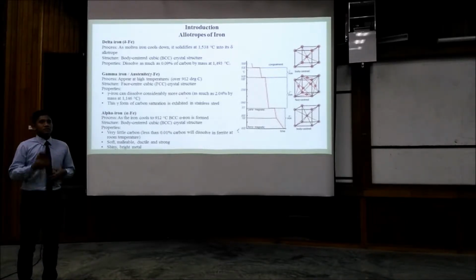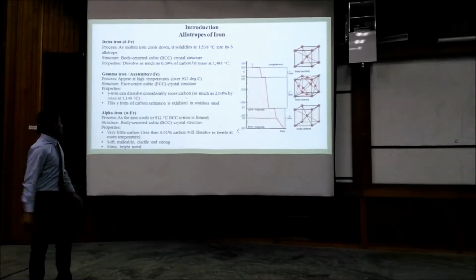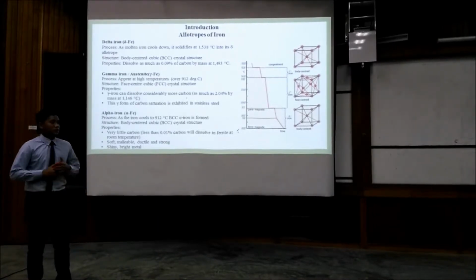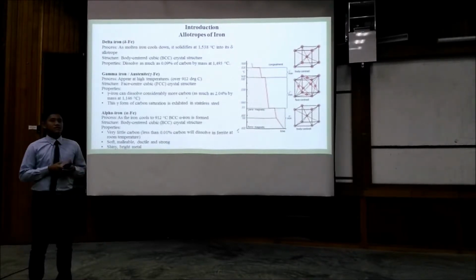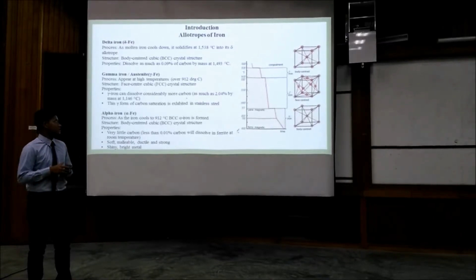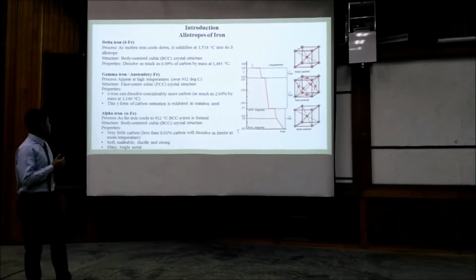When the temperature of iron cools from 912 degrees Celsius until 1394 degrees Celsius, the iron becomes gamma iron, and its structure is an FCC crystal structure.